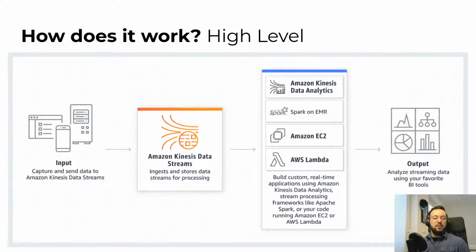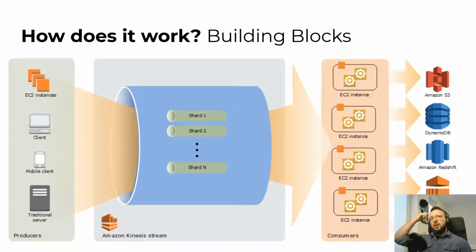So on a high level, it looks really promising and like a very basic service. But if you look closer at the building blocks, it's actually more interesting. First things first, we've got 4 different entities that need to be described, which are visible on this diagram. First, we've got producers, then we've got the Kinesis stream itself. Inside the Kinesis stream, we've got shards, which is the third and probably the most important building block. And last but not least, we've got consumers.